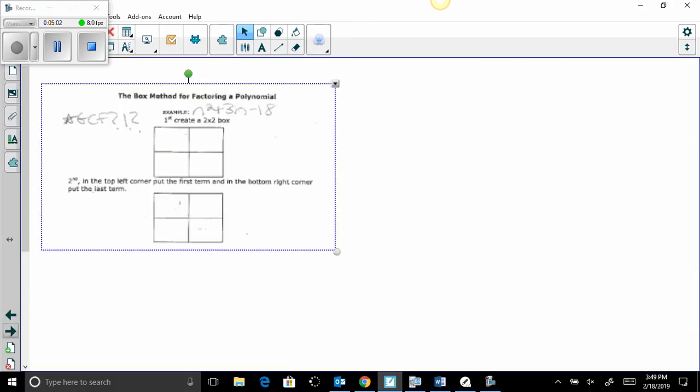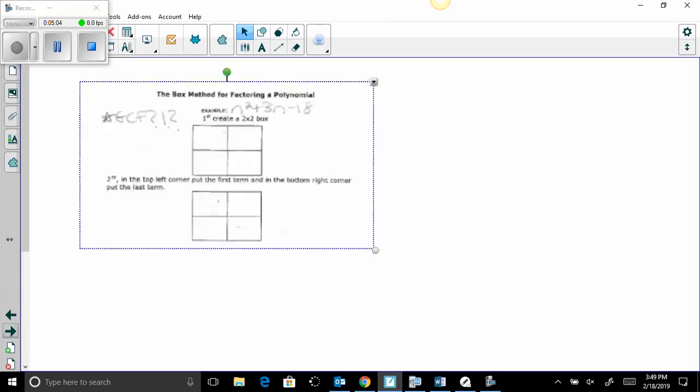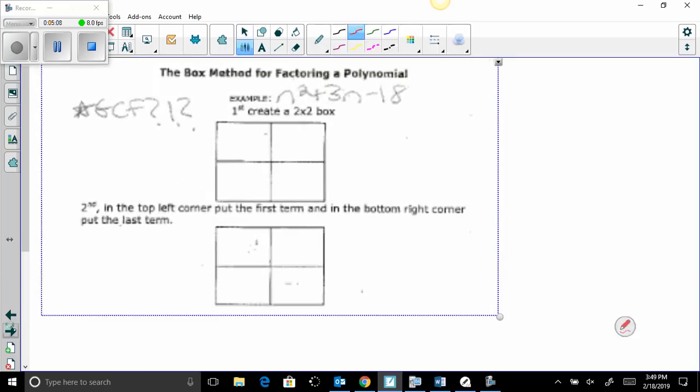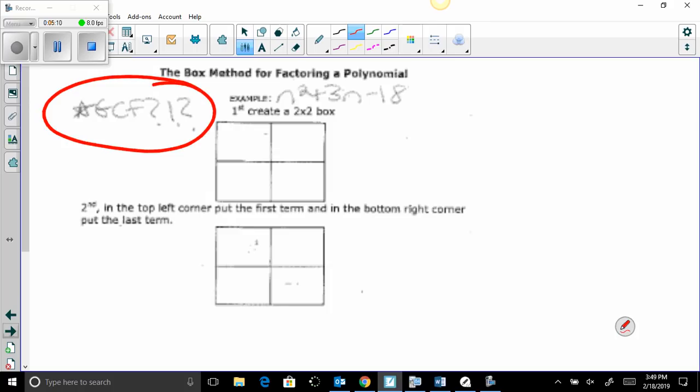All right, let's go ahead and look at the next one. So this one is n squared plus 3n minus 18. First, always check to see if there is a GCF, and if you can pull one out. And there actually isn't.